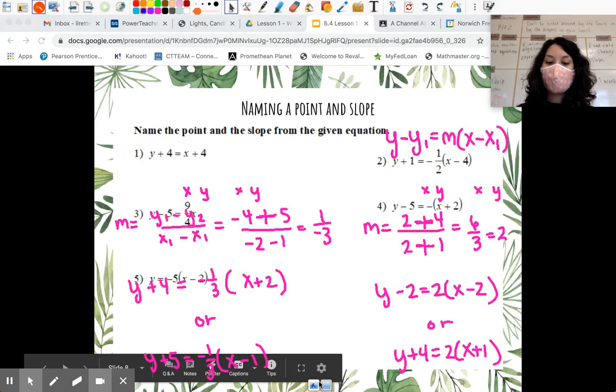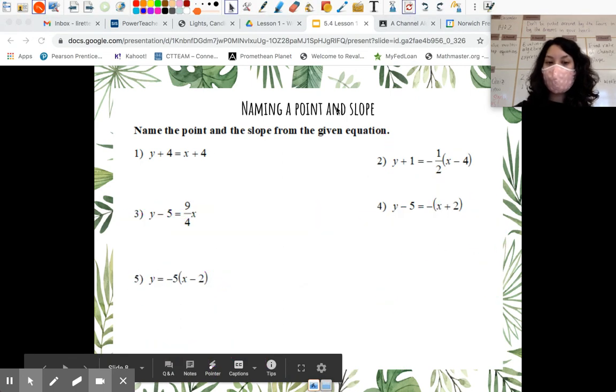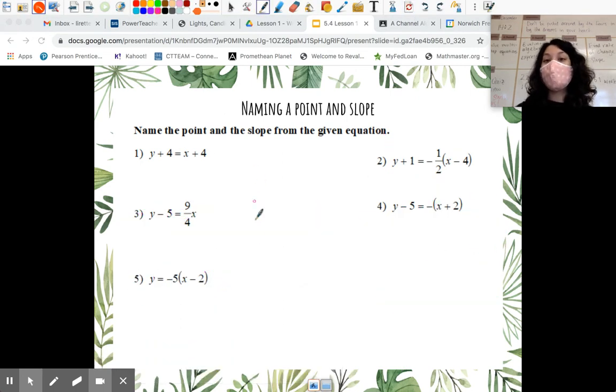The last thing that we're going to talk about is just naming the slope and ordered pair from a given equation, okay? So go ahead and pause the video if need be to copy all of these equations down. So again, it's a really good idea to write the equation for point slope form somewhere near these problems. The hardest part is naming the ordered pair. The slope is pretty much the easy part. So let's start with that.